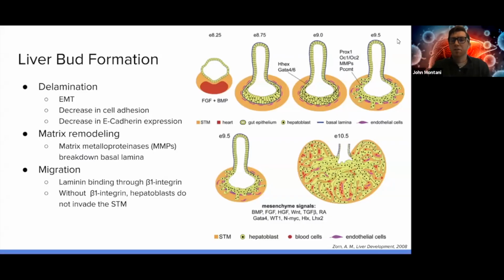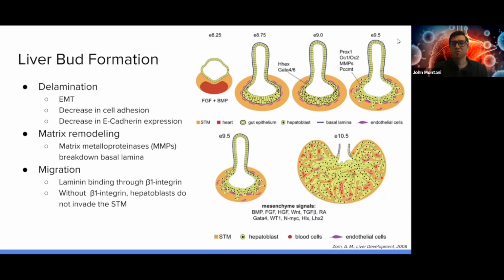Engineering processes are critical to the early phases of liver development. In order for the hepatoblast to invade the surrounding STM during liver bud formation, they need to transition from epithelial to mesenchymal cells. This delamination is characterized by a decrease in E-cadherin expression and consequently cell adhesion. At the same time, the surrounding basal lamina needs to be degraded by matrix metalloproteinases produced by the STM and hepatoblasts. Without either of these processes, the hepatoblasts do not invade the STM and the liver does not properly develop.